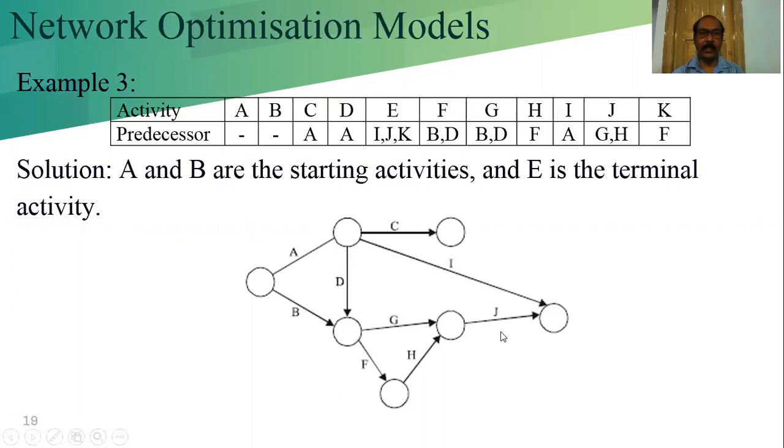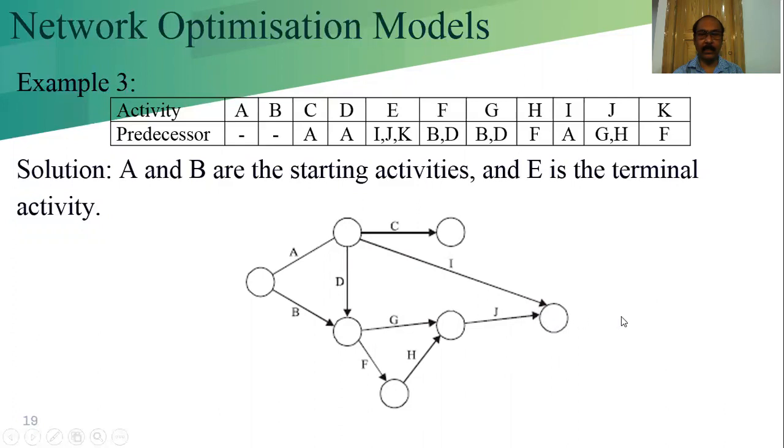I and J. See, E has the predecessors I, J, and K. K has the predecessor F, so K will be from this to this. Then we get I, J, K. That's why the three activities I, J, K enter into the same node, and from the same node E will go out, and it enters into the end node. From the end node, we can conclude that.